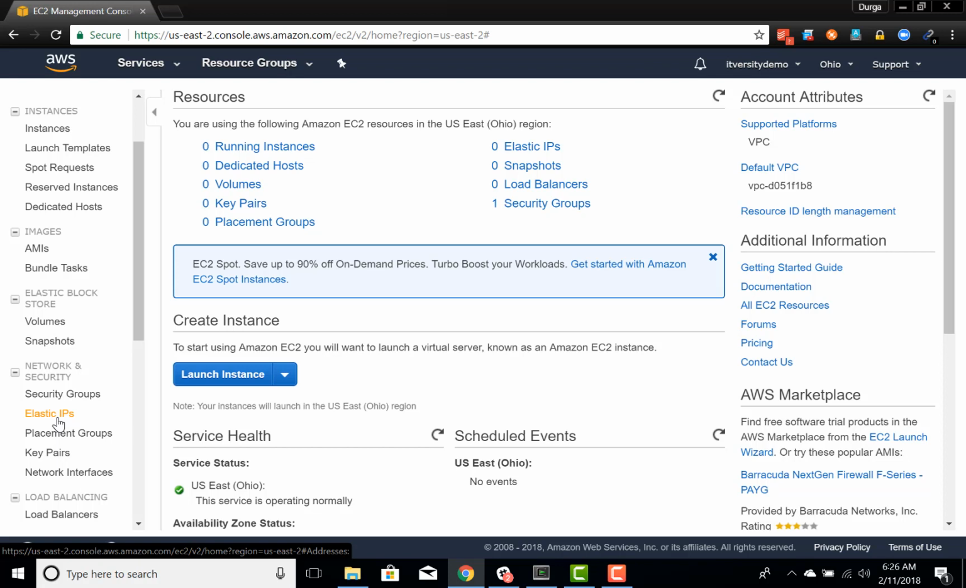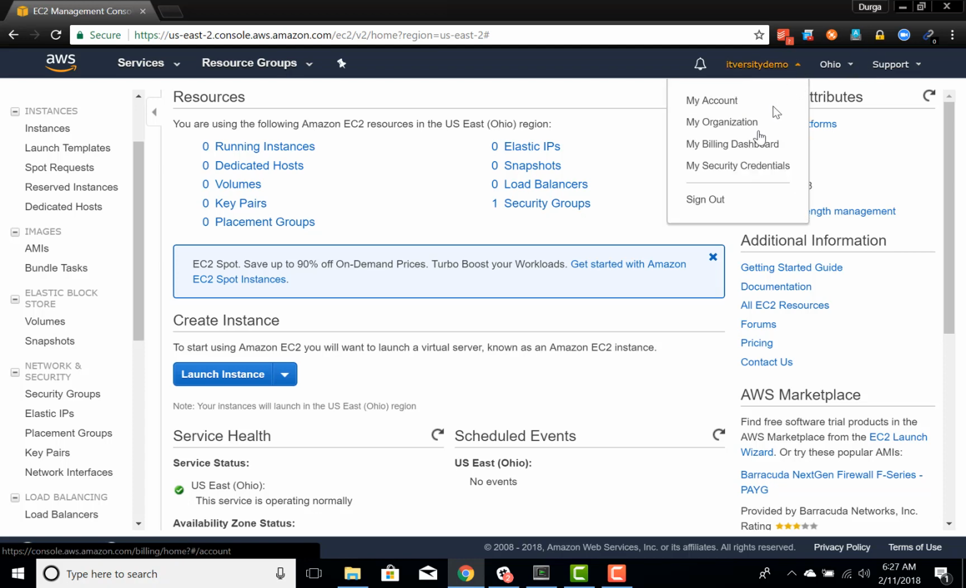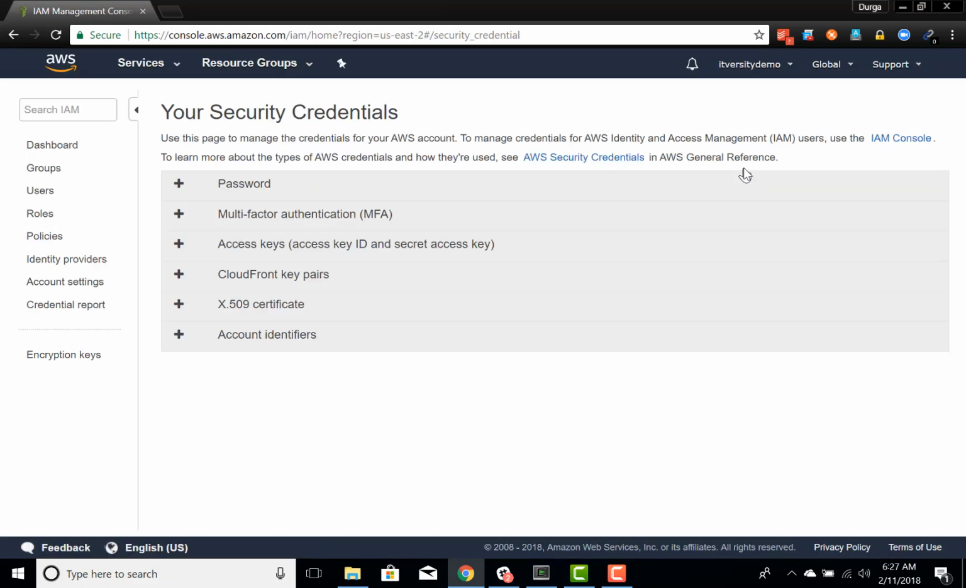After understanding all these concepts, we terminated the EC2 instance. We cleaned up the resources associated with it, and also we cleaned up the stuff which was created just for demonstration purposes, such as key pair, security group, etc. Once we understood EC2 in detail, then we went into the security credentials and saw how we can create access key and secret key.